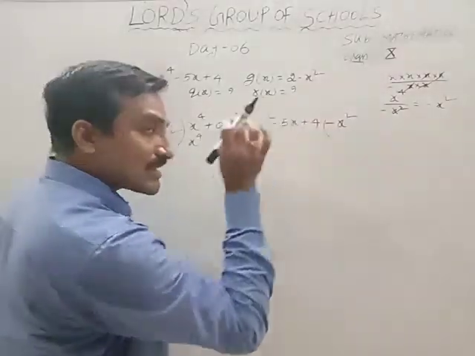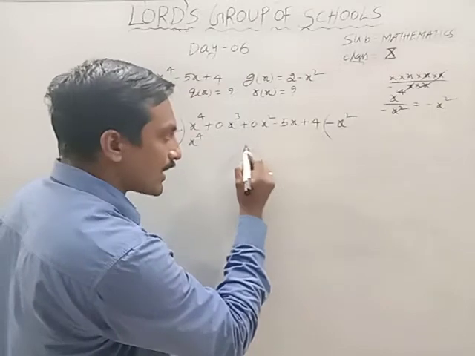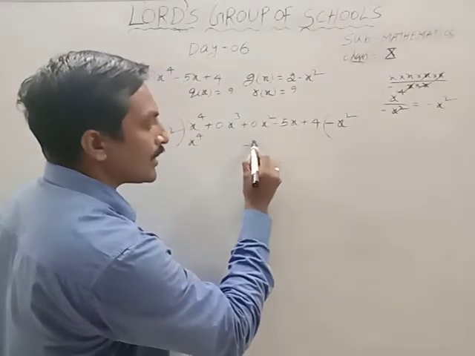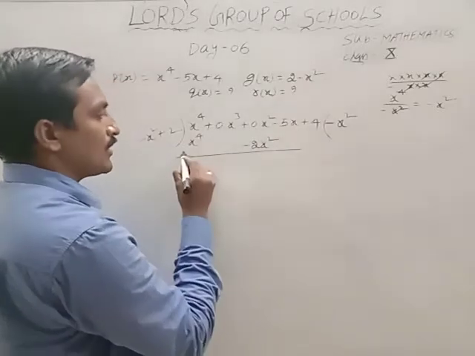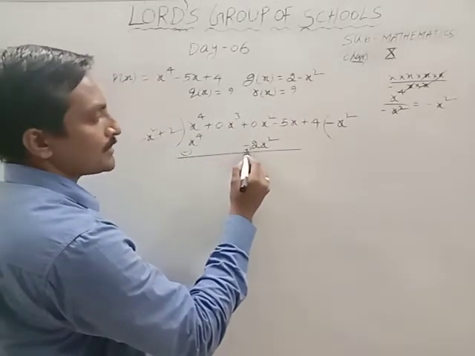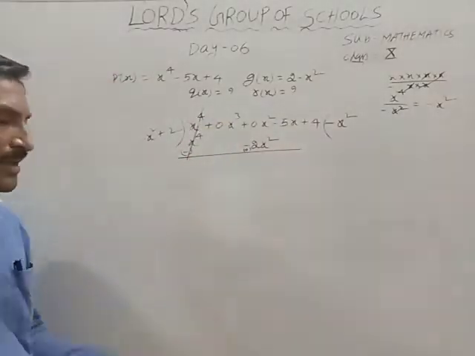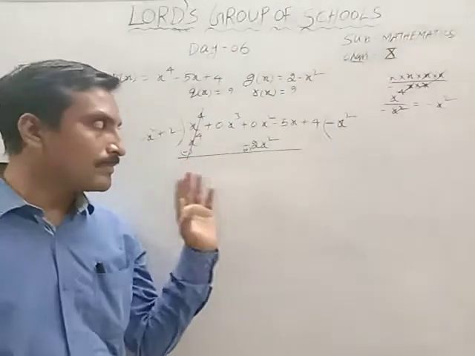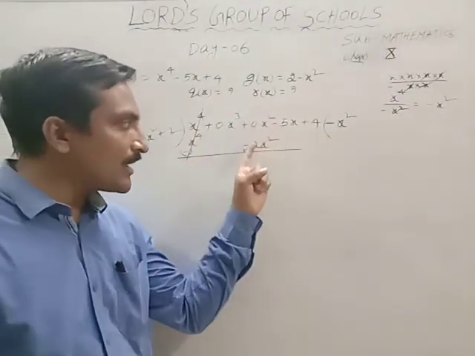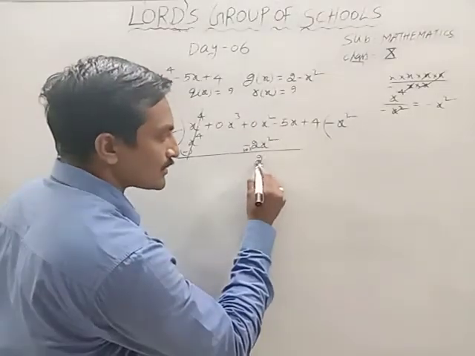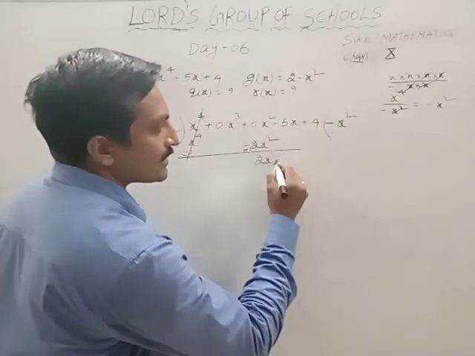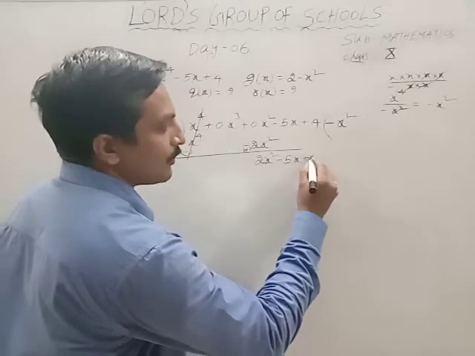Here we are getting an x square term, so you have to write it under x square only. Minus 2x square, minus plus, these two will be cancelled. This is 0x, no need to keep it. Here 0x square, but down there is plus 2x square. When adding these two, we will get 2x square minus 5x plus 4.